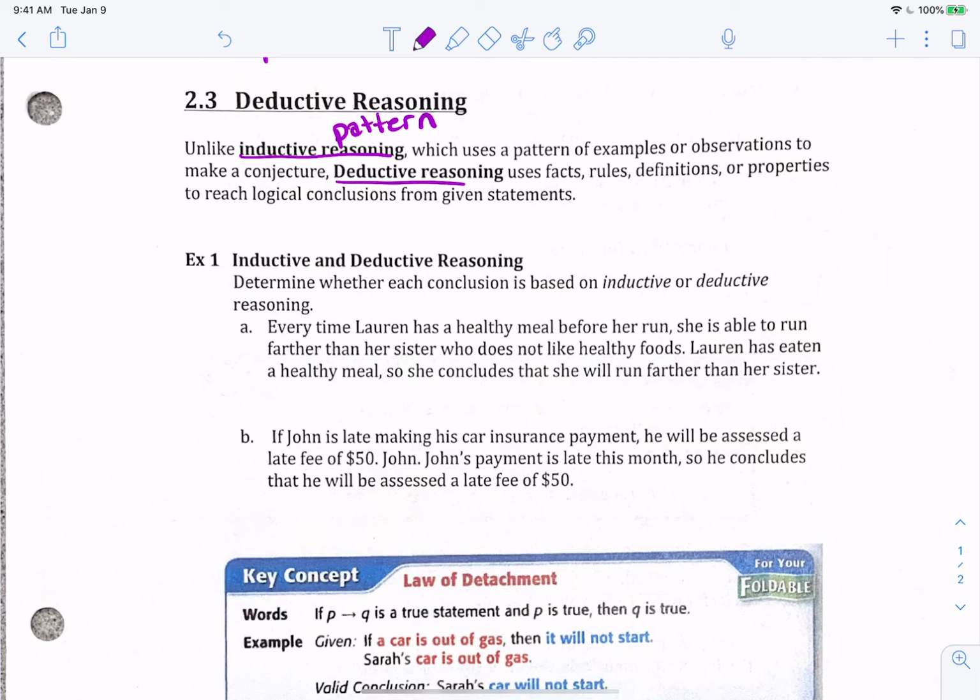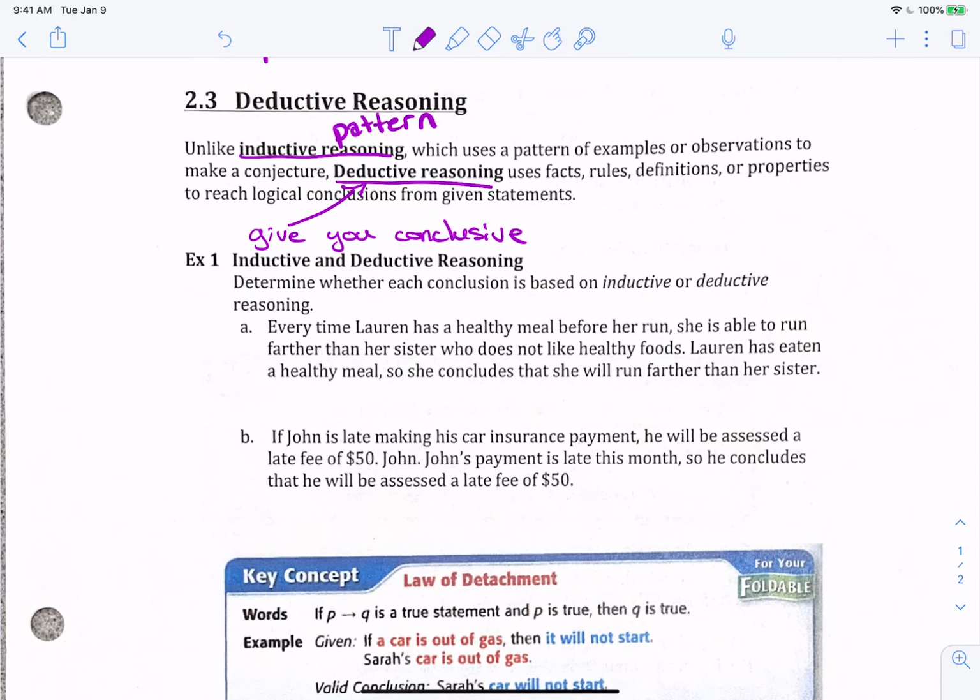Deductive reasoning is where they give you a conclusion and you have to try to draw patterns from that. They give you the broad general conclusion and you have to pull stuff out of that. Inductive reasoning means you're putting patterns together to make a conclusion. Deductive reasoning means you're taking it apart. So you're taking a conclusion and pulling it down.